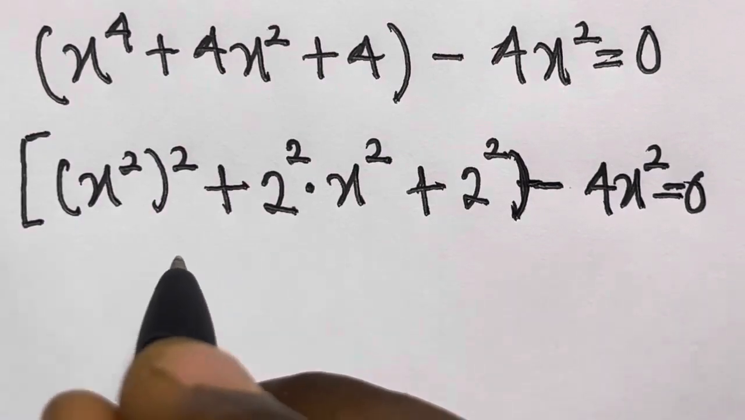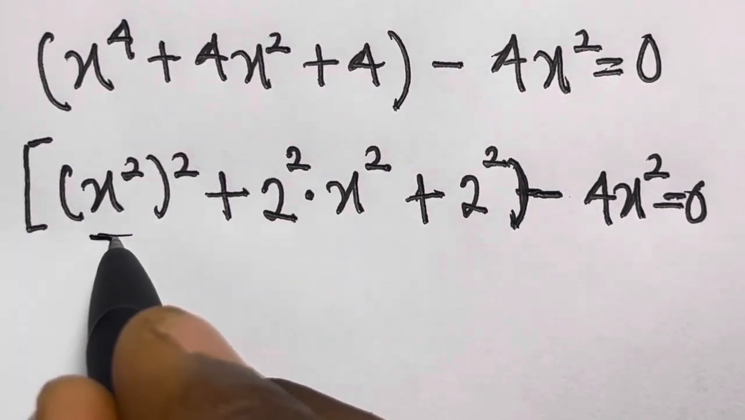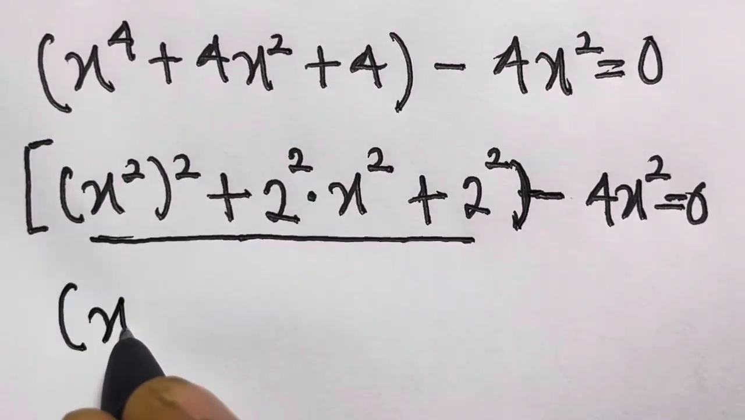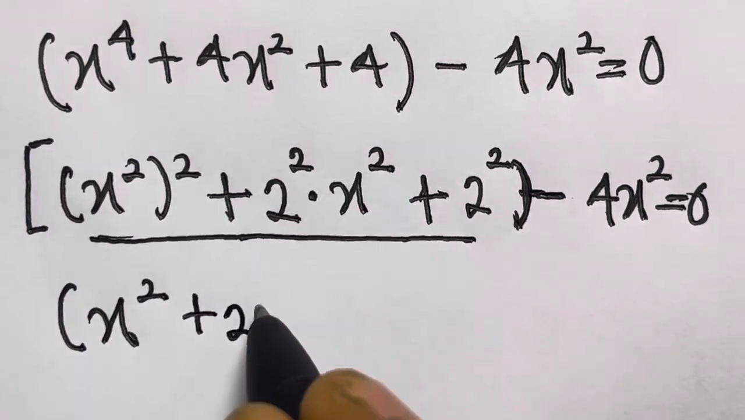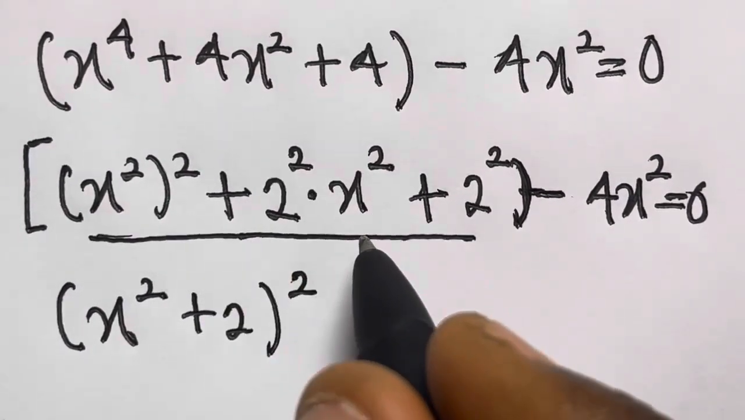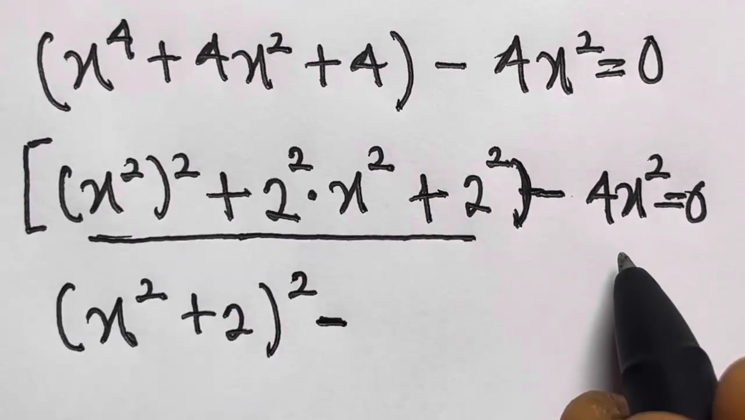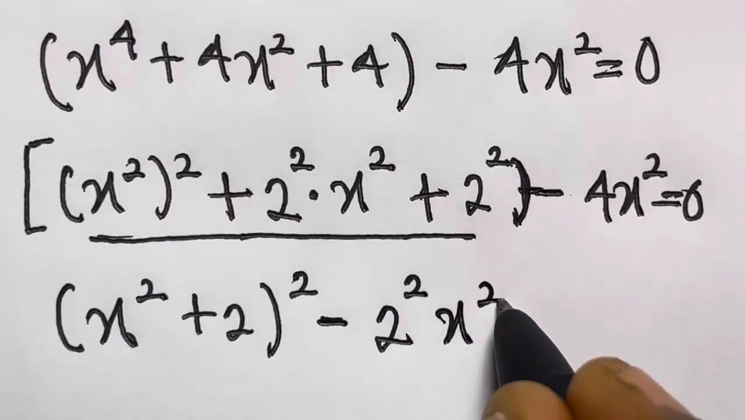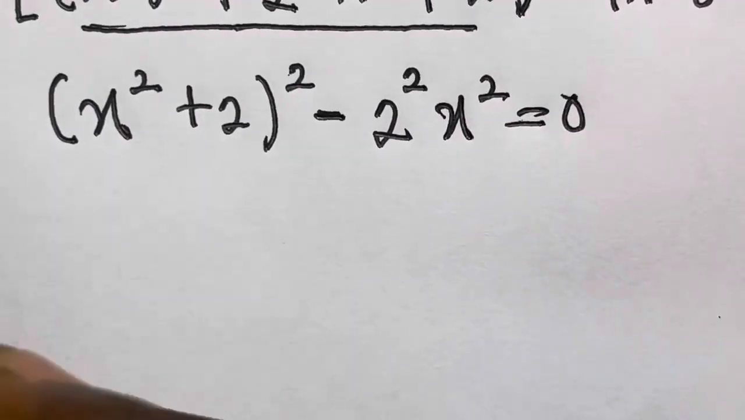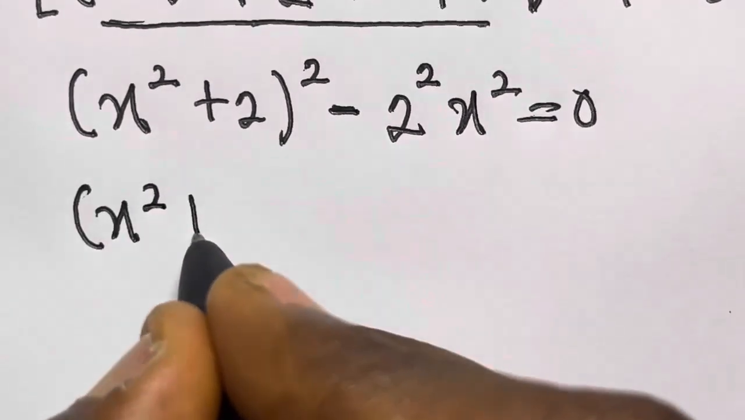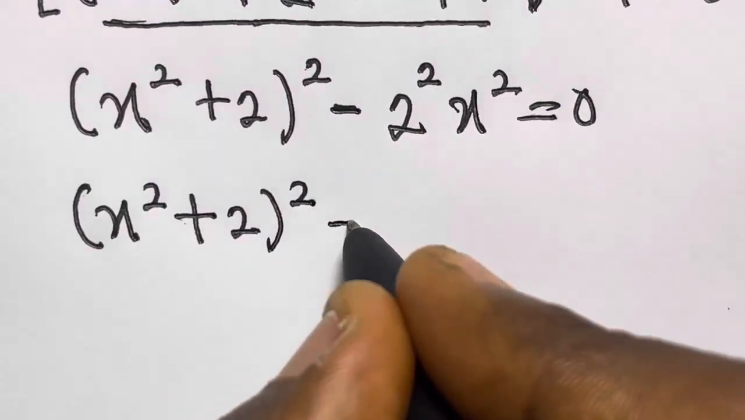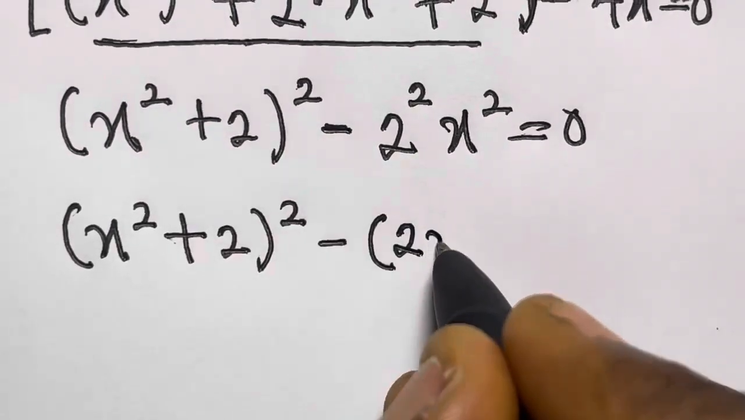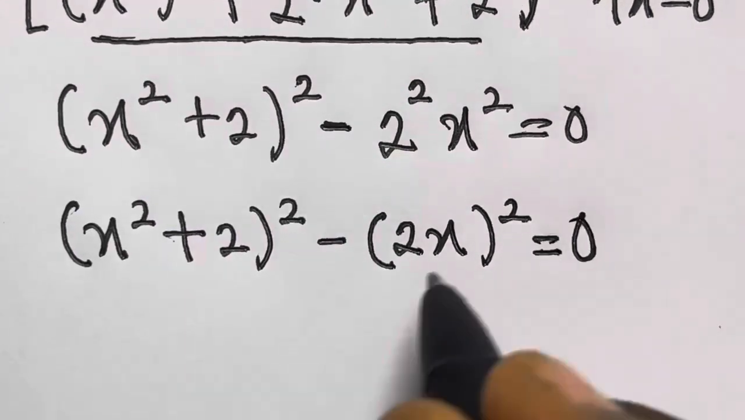So if you look at this expression here, it equals x squared plus 2 squared. If you expand this, you are going to get this back. So minus this, we can express as 2 squared multiplied by x squared, equals 0. So we have x squared plus 2 squared minus, while we have the same power here, 2x raised to the power 2 equals 0.